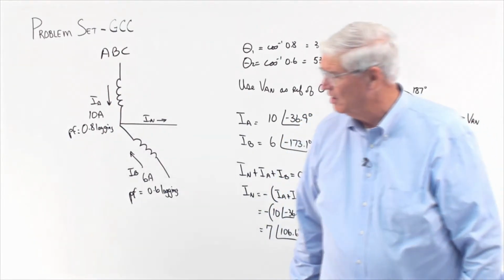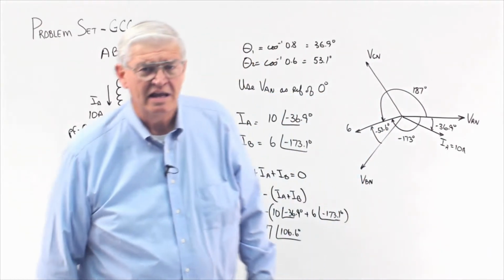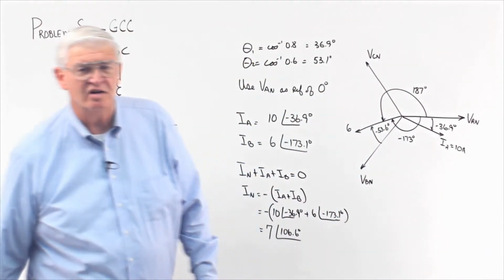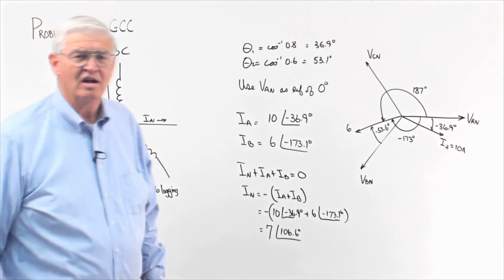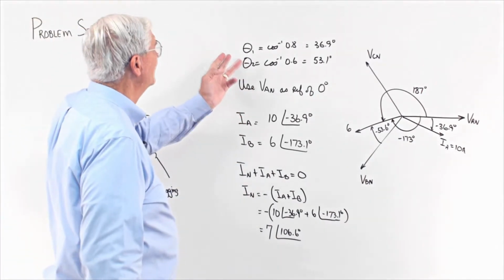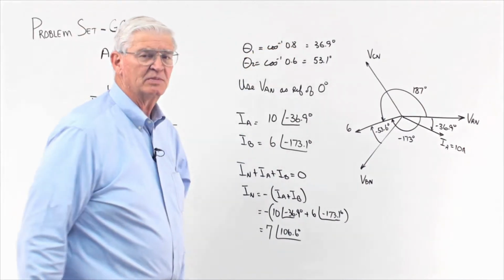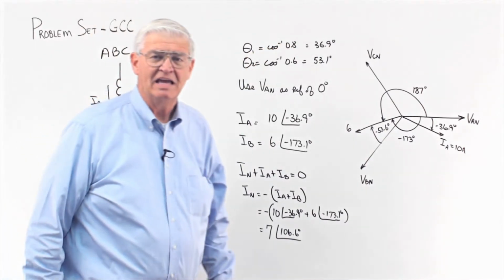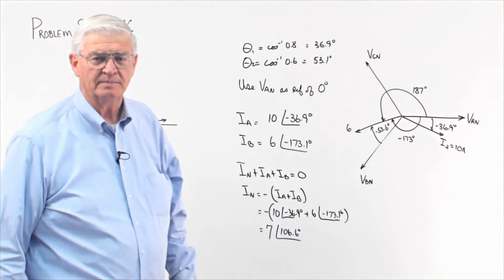So the first thing we want to look at is basically, given the two loads, what is the angle of the current to the voltage that caused them. For phase 1, or for phase A, it's going to be 36.9 degrees. For phase B, it's going to be 53.1.